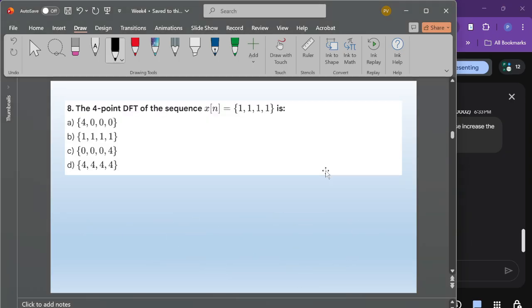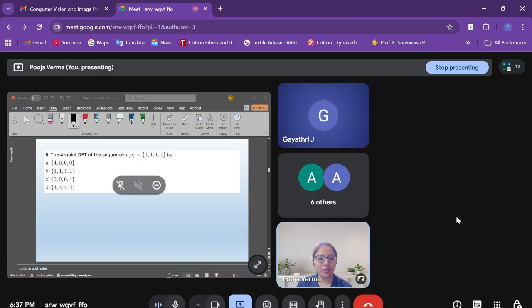Now the next question is: the 4-point DFT of the sequence x of n equal to 1 1 1 1 is? What is the 4-point DFT of the given sequence? So does anyone have any idea how to calculate the 4-point DFT? What is the formula?